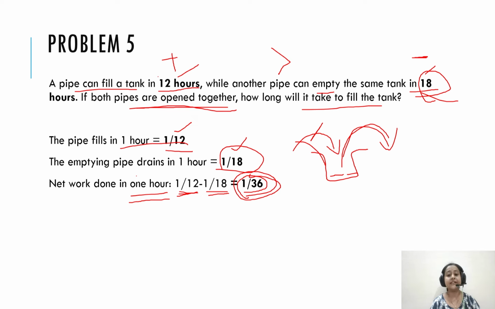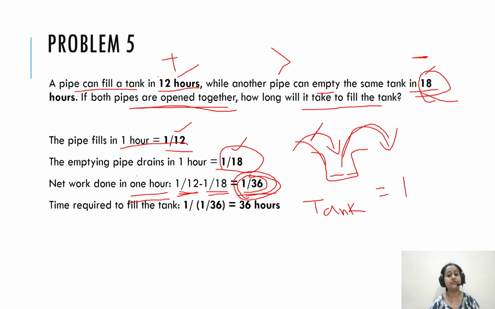So if 1 by 36 portion of the tank is filled in 1 hour, then how much time will it take to completely fill the tank, considering that the whole tank is equal to 1? So how much time will it take to fill the whole tank, if in 1 hour 1 by 36 of the whole tank is filled?